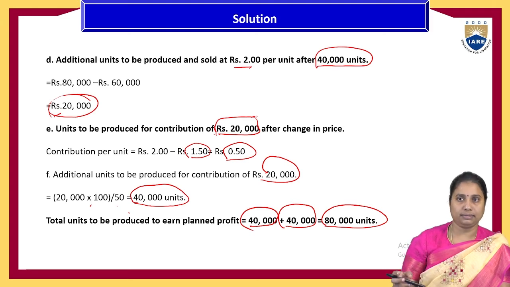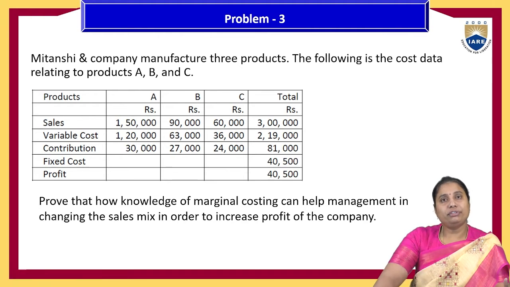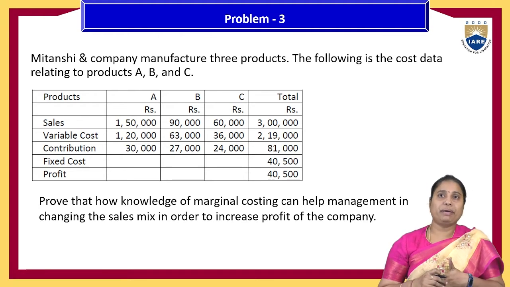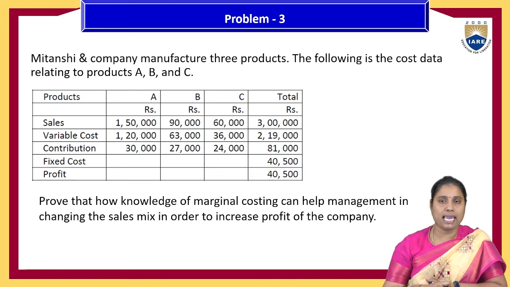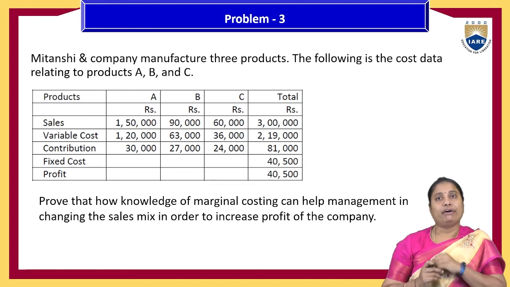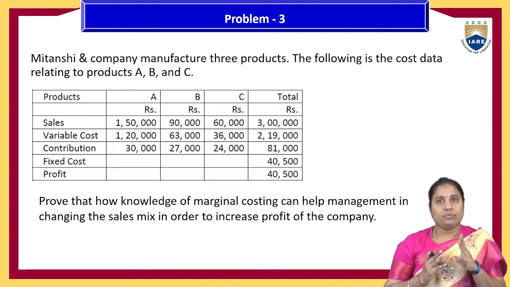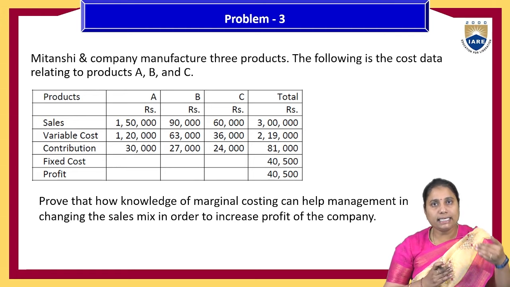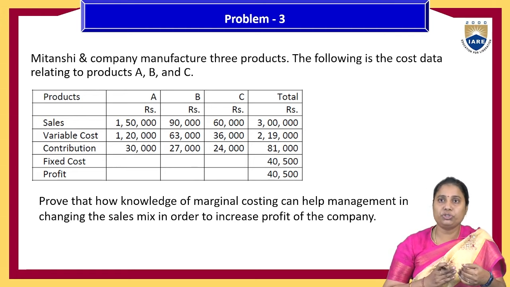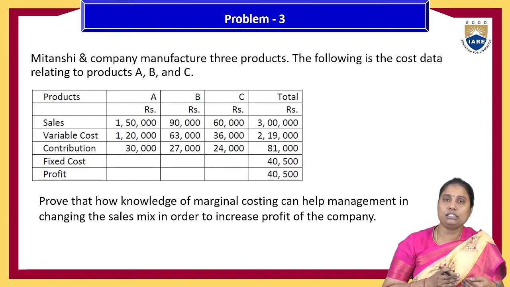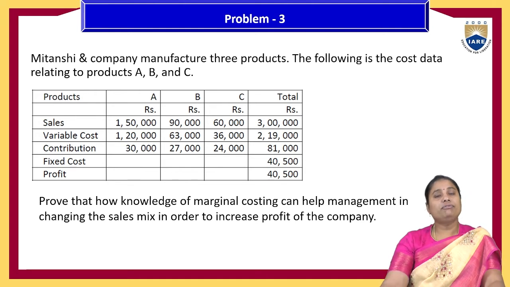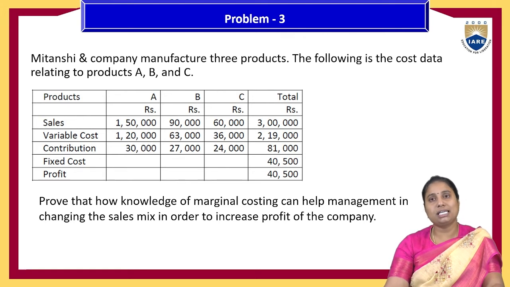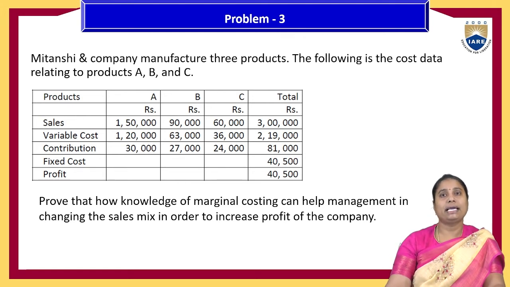The next one, the third problem we have to discuss, is that Mitanshi and Company manufactures 3 products. The following is the cost data related to the products A, B and C. The products are 3, and they have given the sales data, variable cost, contribution, fixed cost as well as the profit details. With this knowledge of marginal cost, we need to interpret the data to help the management in changing the sales mix in order to increase the profit of the company.